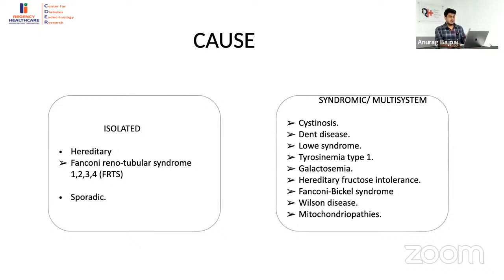The other disease where the proximal renal tubular acidosis is very common is the Fanconi-Bickel syndrome, which is associated with hepatomegaly and proximal renal tubular dysfunction, but it usually presents at a very young age, in the infantile group. So we will be dealing with the three diseases in detail.